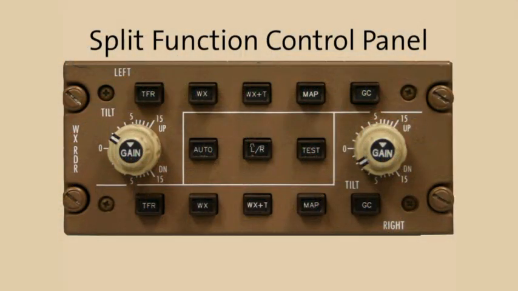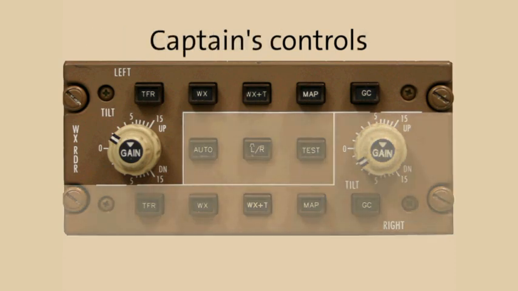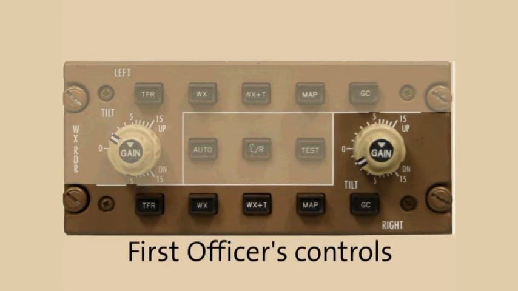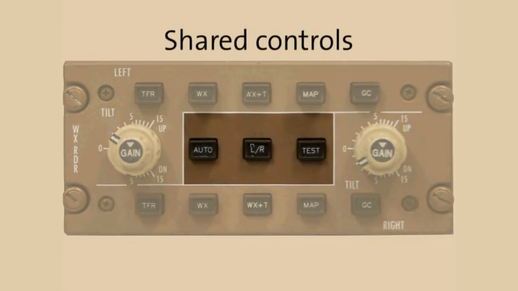Boeing aircraft are equipped with a split-function control panel giving the captain and first officer independent control of the radar. The captain's controls are at the top and left, and the first officer's controls are at the bottom and right. Controls that are common to both crew members are in the center of the panel.